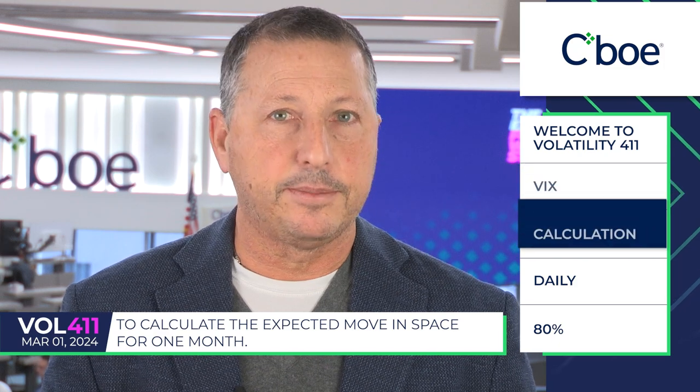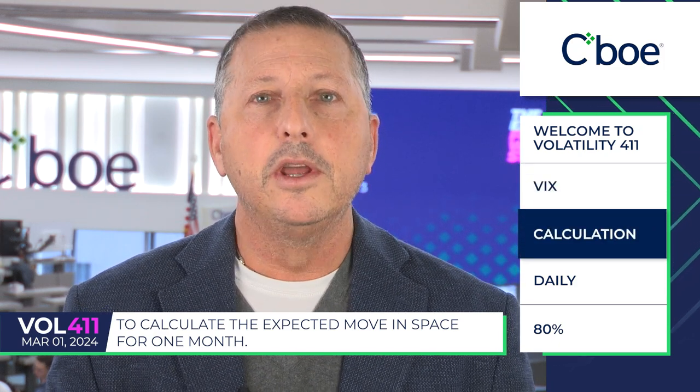To calculate the expected move in SPX for 1 month, you would take the VIX level of 18 and divide that by the square root of 12, approximately 3.46. This would imply a move of approximately 5.2% over the next month. To calculate the move for a week, you would divide the VIX by the square root of 52, or 7.21. This would imply a move of about 2.5%.